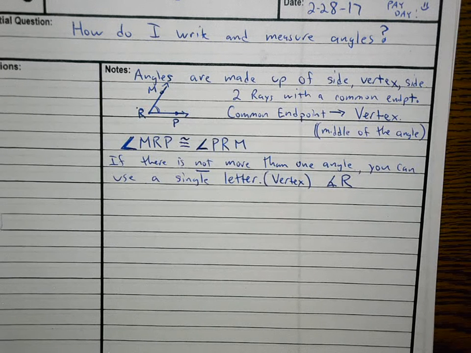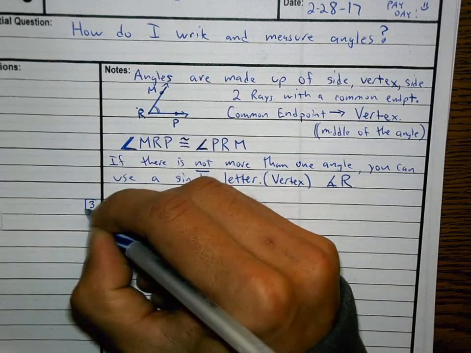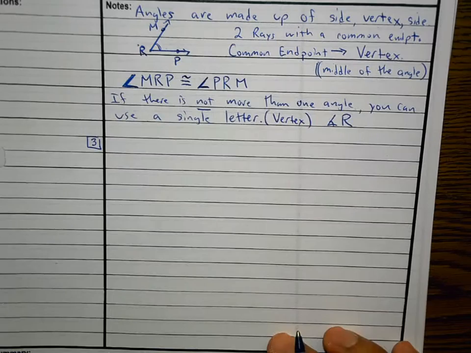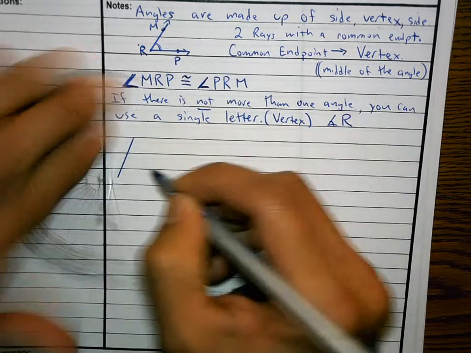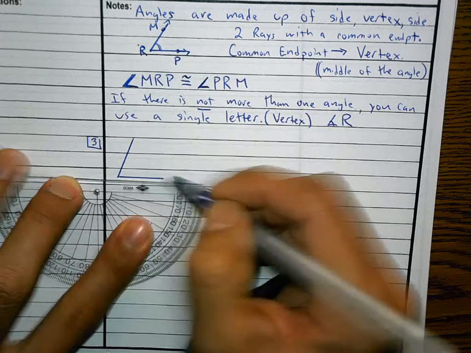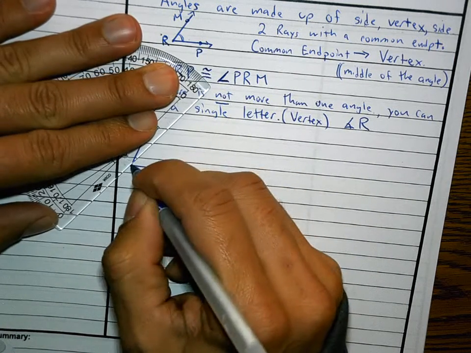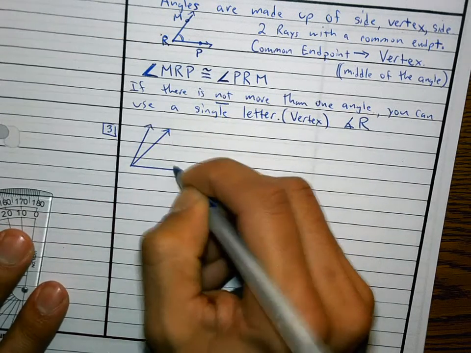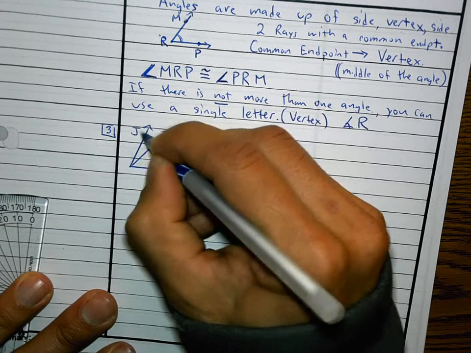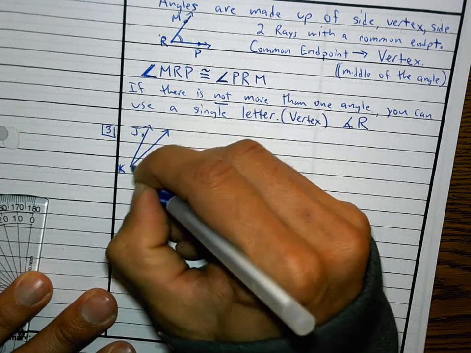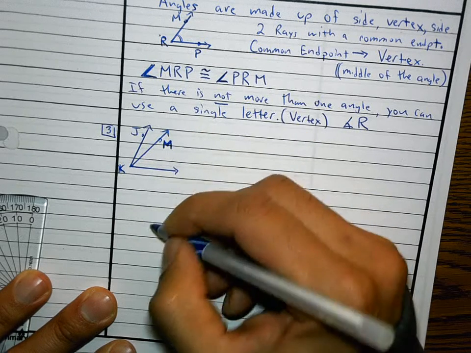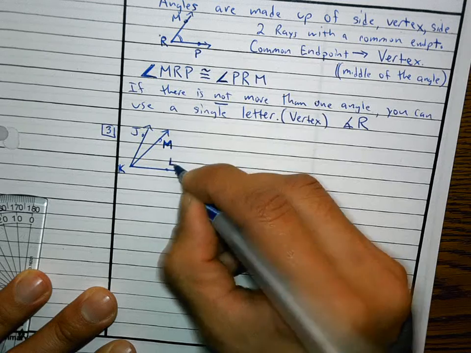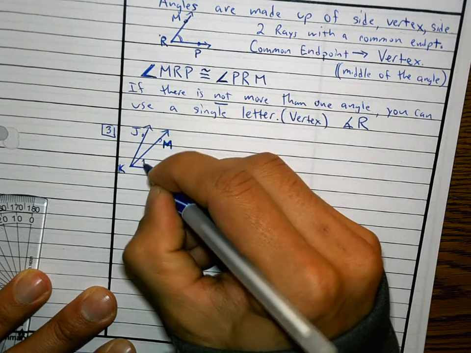Okay? So let me give you one more example that looks like number 3. Number 3 on our worksheet looks like this. J, K, M, and L. Then there's a number 1 right here, like this.